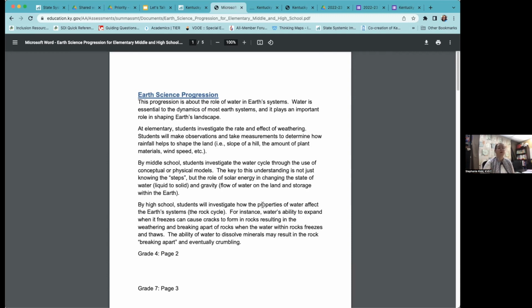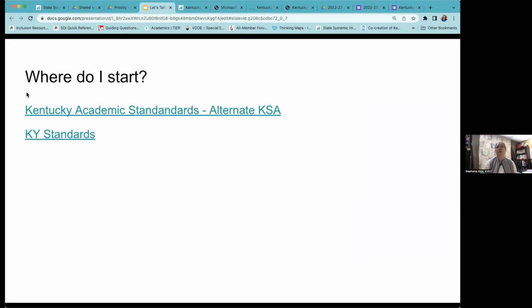What happens when things freeze? What happens when things are thawing out? We're going to have conversations all the way around about what happens with water in different areas. So that's just some of the things that this gives you that opportunity to see. And like I said, I love our alternates because it gives you your testing windows too.